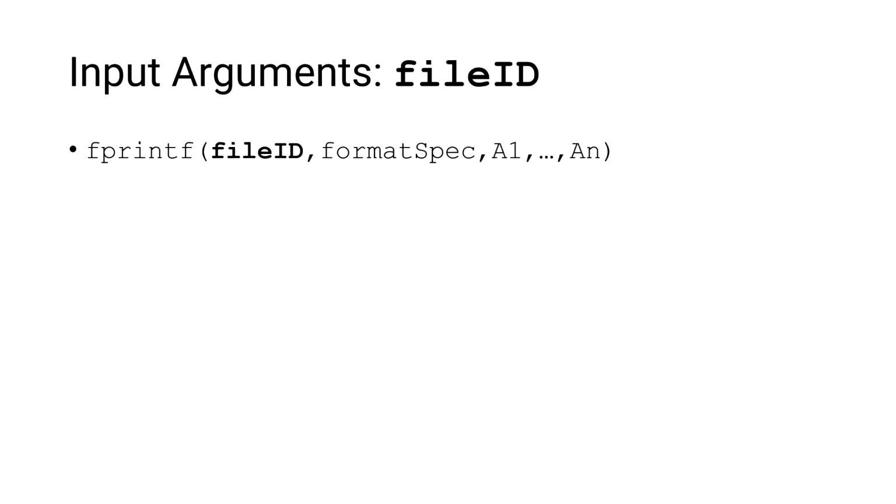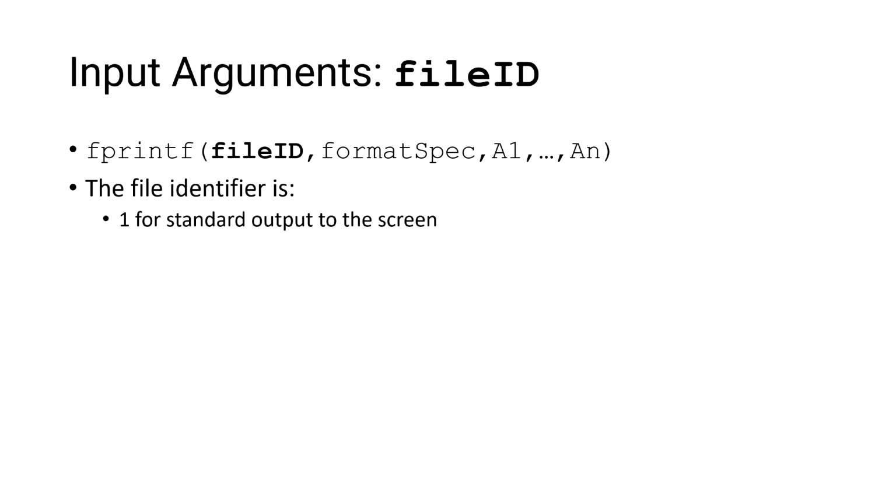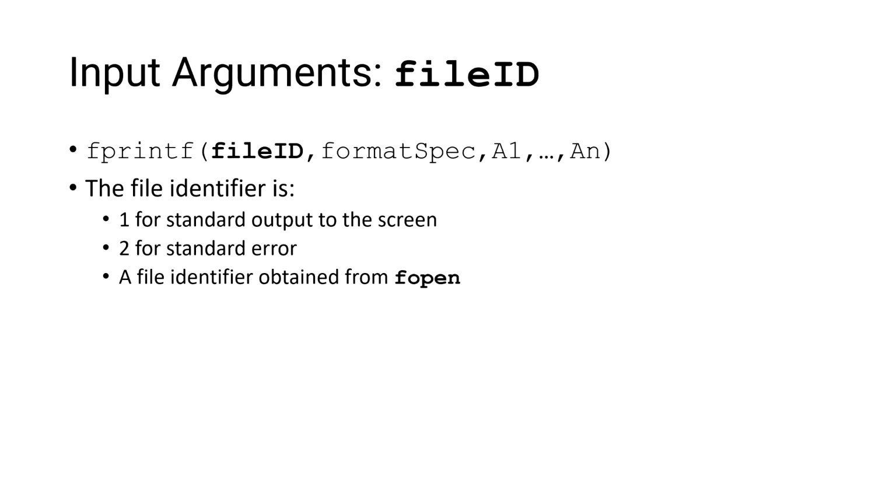First, we'll take a look at file ID. The file identifier is 1 for standard output to the screen, and this is the default. If you do not specify a file identifier, then MATLAB will assume the default value of 1 for output to the screen. 2 is for standard error. And our last option is a file identifier obtained from the MATLAB function fopen.